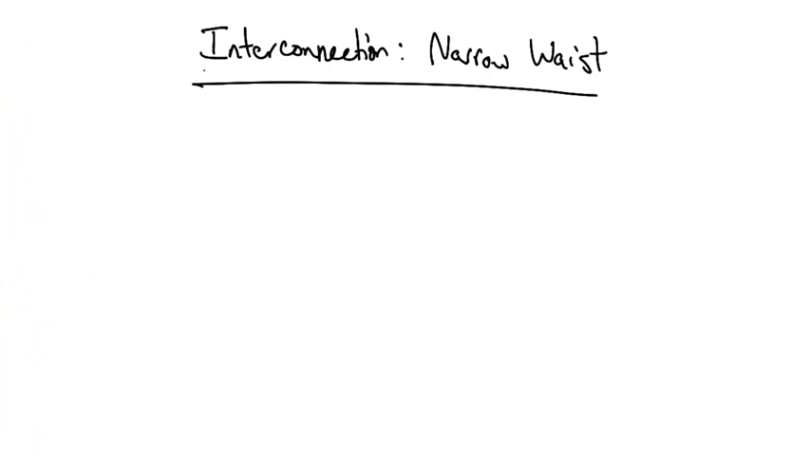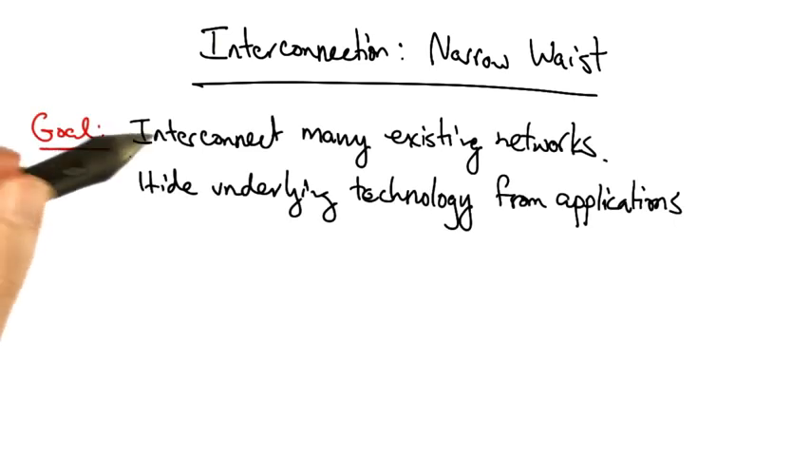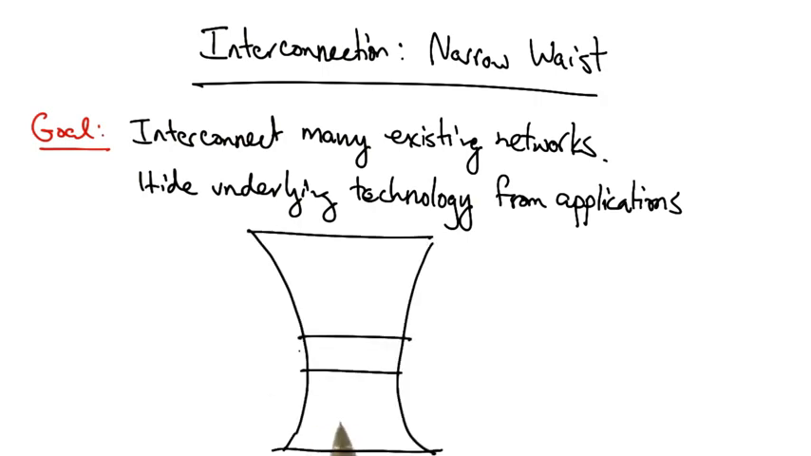Let's now take a look at the second important fundamental design goal of the Internet, interconnection, and how interconnection is achieved with a design principle called the narrow waist. Let's keep in mind that one of the main goals was to interconnect many existing networks and to hide the underlying technology of interconnection from applications. This design goal was achieved using a principle called the narrow waist.